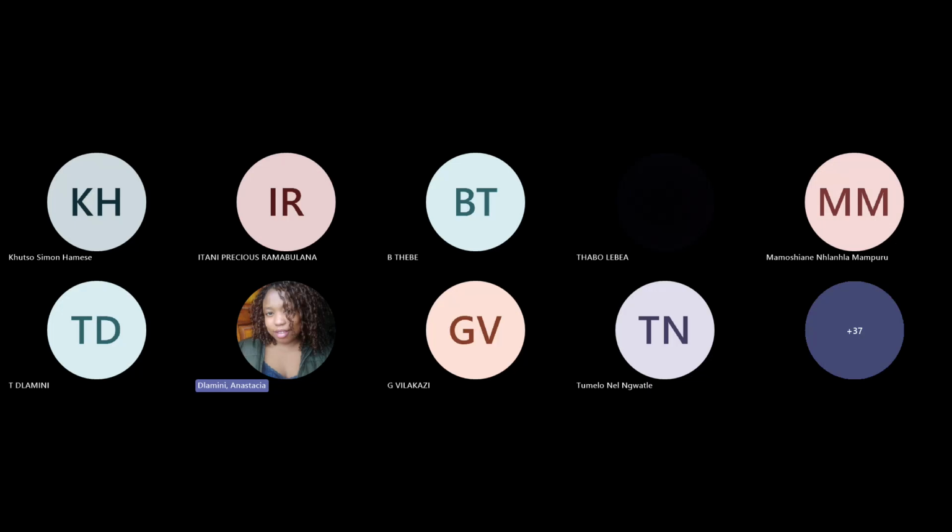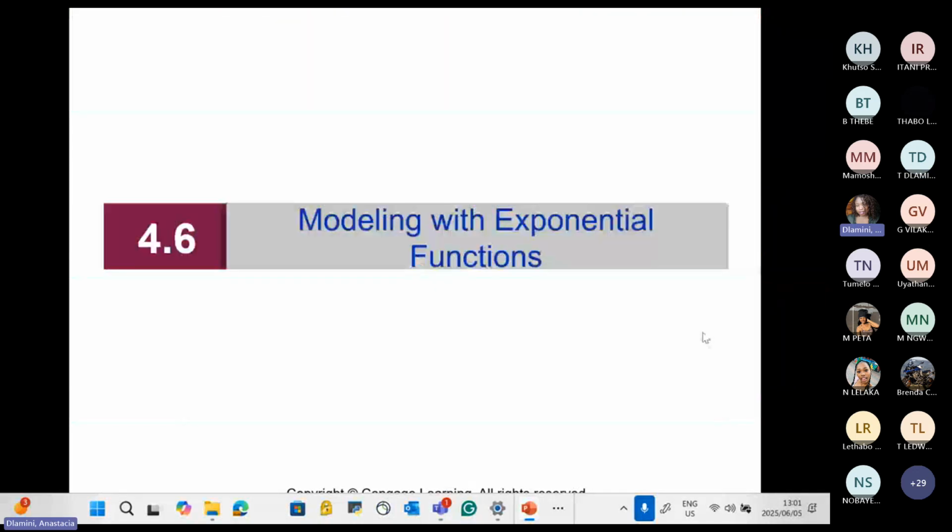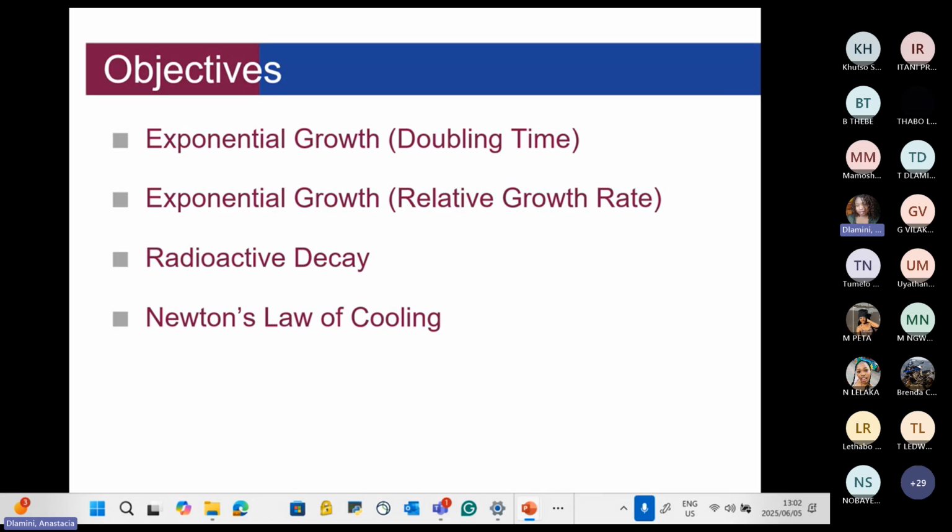Past then. So exponential functions, we are here. Remember, we said whoever is here is not here against their will. They're here because they want to be here. So, modeling with exponential functions.